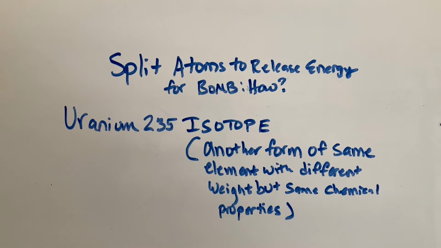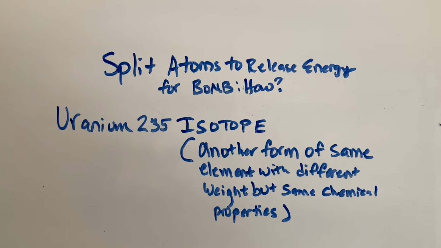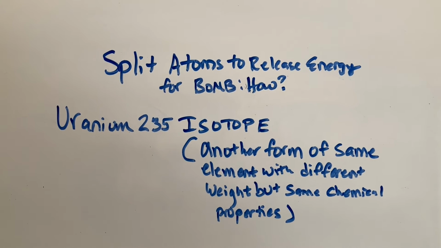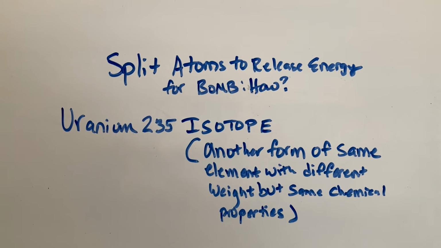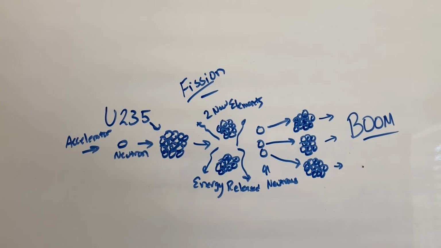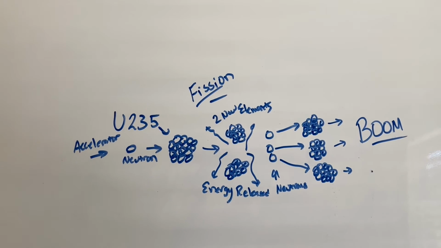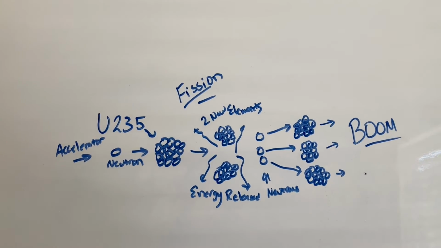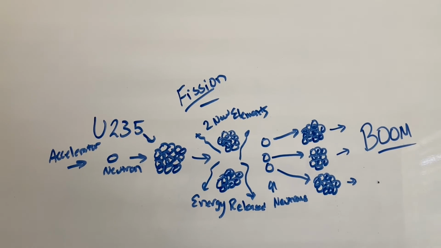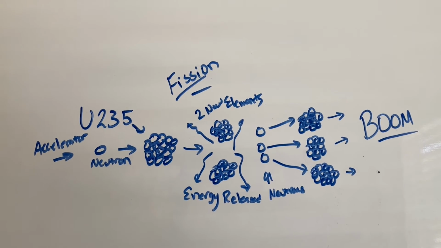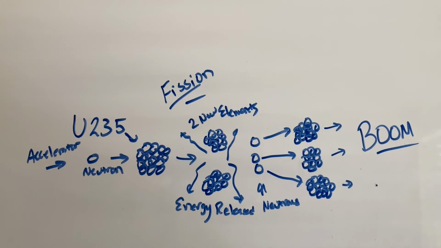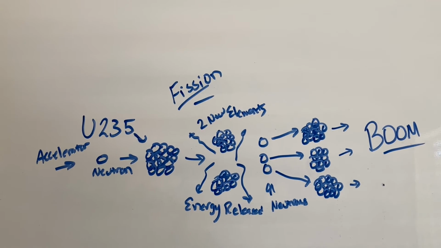So first you need the uranium-235 isotope, which is essentially just another form of uranium with a different weight but the same chemical properties. So this is how you create the fission of the U-235 isotope. Use a particle accelerator. You're going to shoot a neutron that's going to split the nuclei of the U-235.